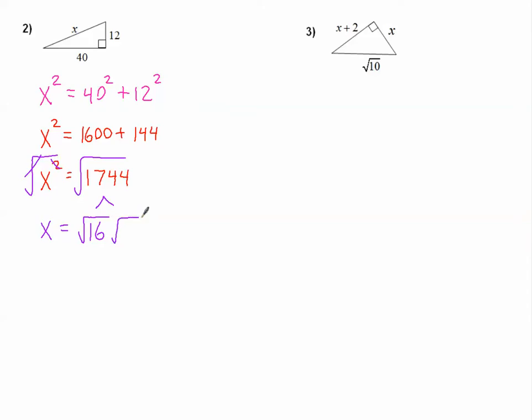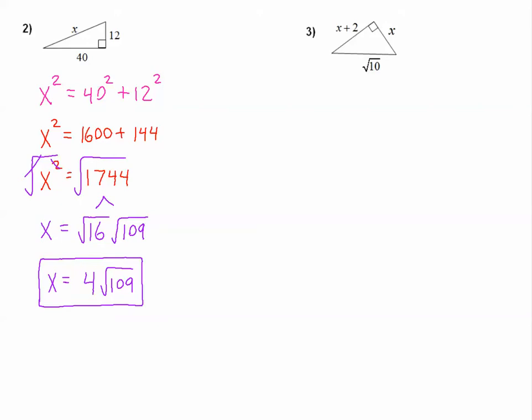And it goes in 109 times. I just found that on the calculator. 16 is the biggest perfect square that goes in. Remember, we're simplifying. We're not estimating on the calculator, so we can use our equal sign. The square root of 16, of course, becomes 4, and the square root of 109, well, there's nothing more to do with that. So this is our exact simplified answer for x.